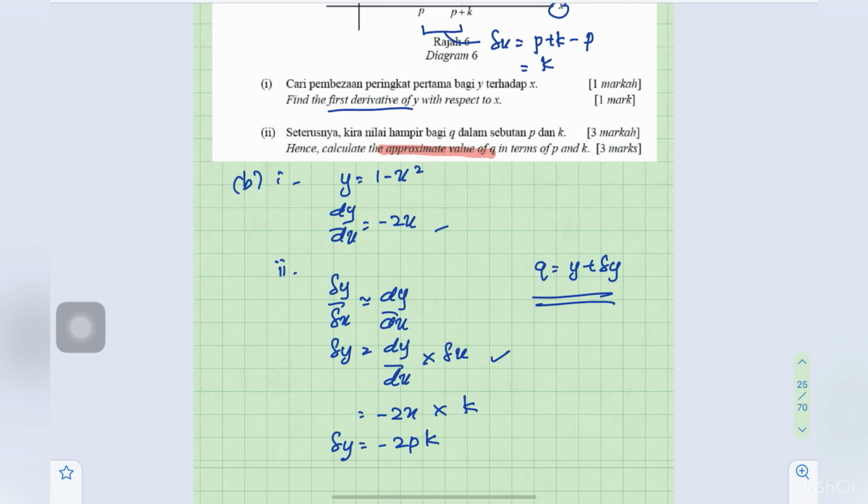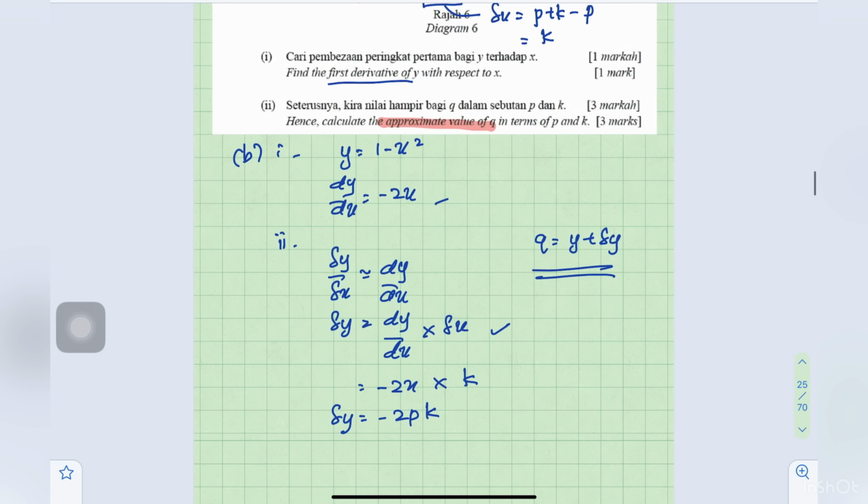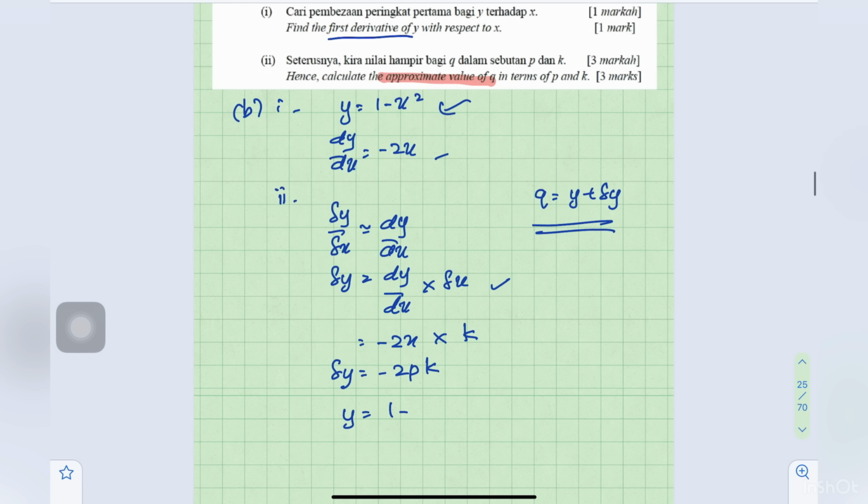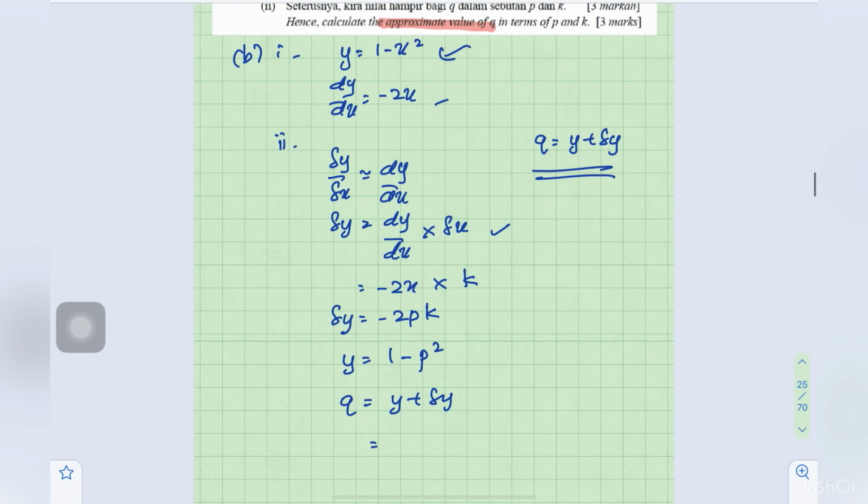Okay, tadi kita ada Q is y plus delta y. So, kita kena carilah y pula. So, y substitute. Okay, 1 minus x tadi, coordinate x is p. So, 1 minus p squared. So, therefore, Q y plus delta y tadi is 1 minus p squared plus negative, so minus 2pk. So, inilah kita punya Q in terms of p and k.